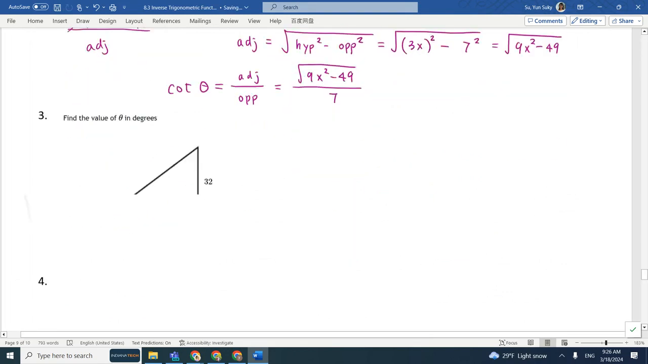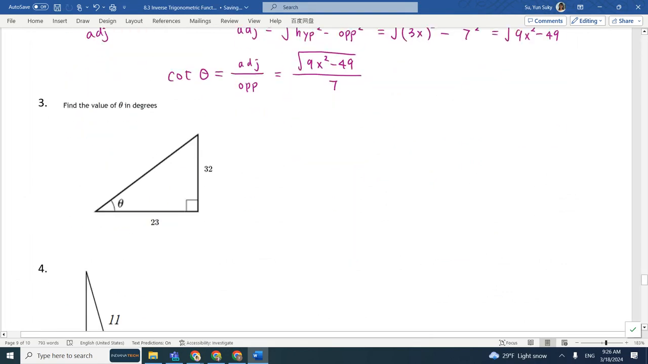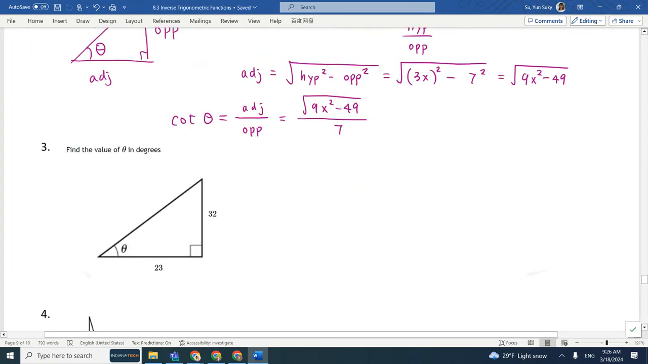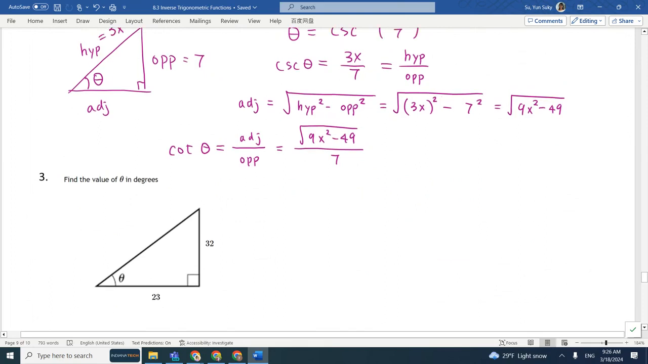Okay. Next, we're going to solve triangles. Let's look at this. Find the value of theta. What is this side compared to theta? Opposite. So this is opposite. And what is this? Adjacent.